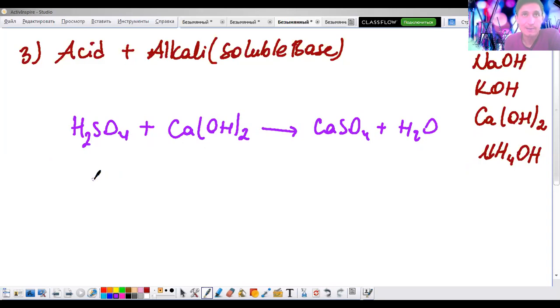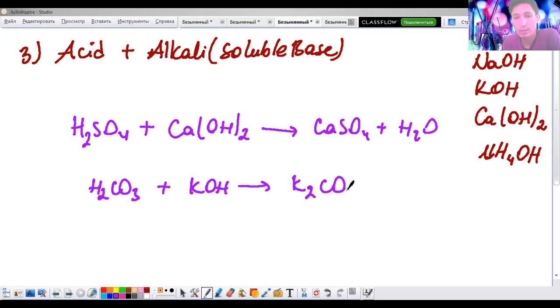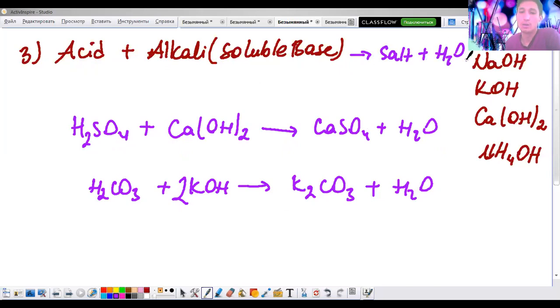Let's take another one, for example carbonic acid, plus, for example, potassium hydroxide. It produces potassium carbonate plus water. So balance: two potassium, so you need to put two here. Don't forget about balance. Here it is balanced already. So here is the rule: acid plus alkali produce salt and water.